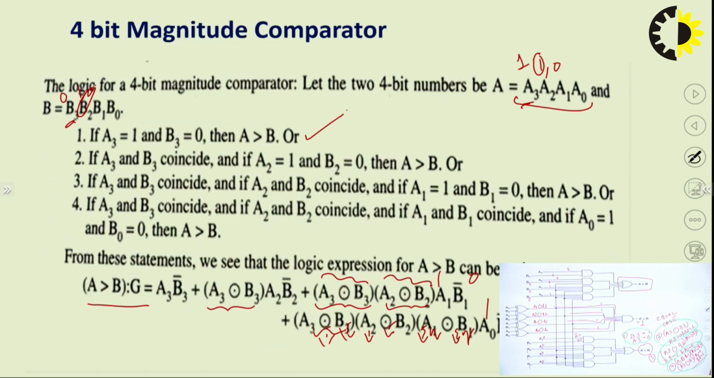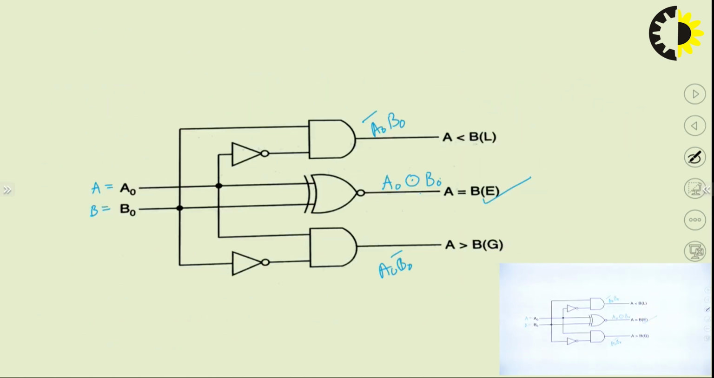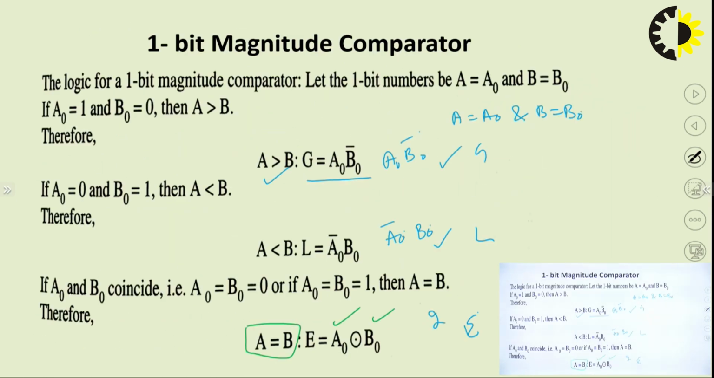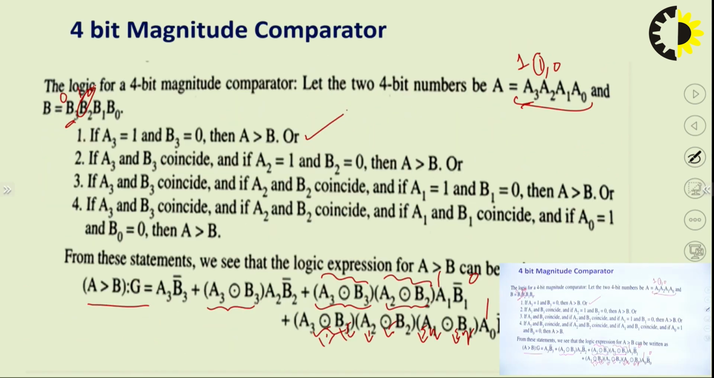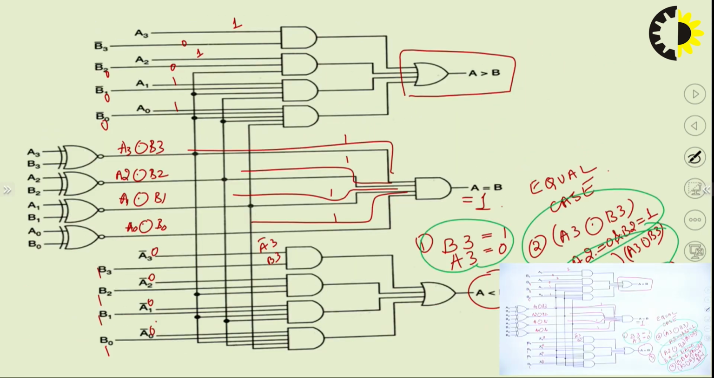So we have studied the 1-bit comparator circuit, and then the 2-bit comparator circuit, and then the 4-bit magnitude comparator circuit. By using case by case studies, we can design the comparators.